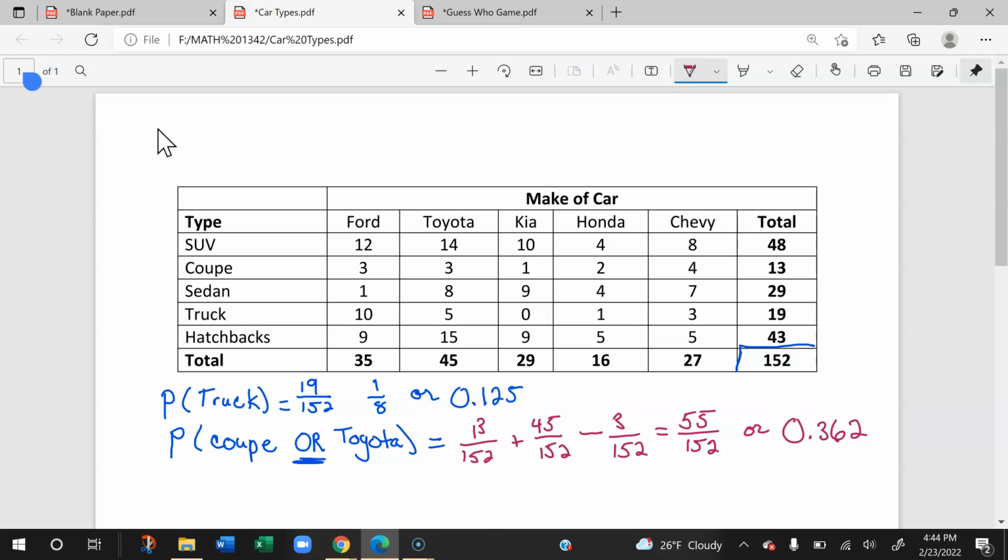So I want you to try some examples with the or, and then let me know if you have questions.